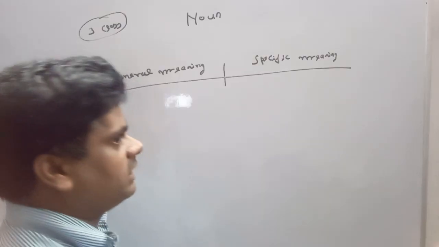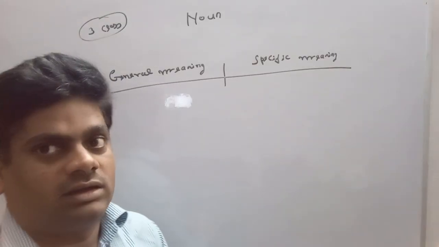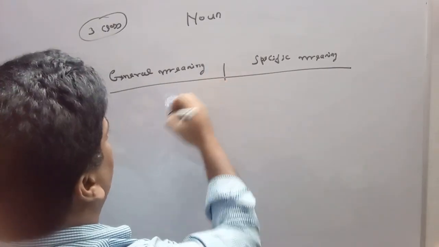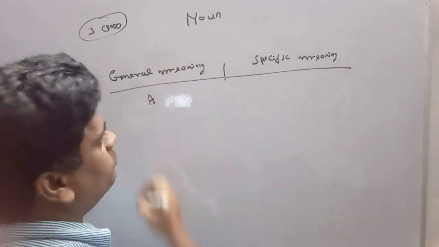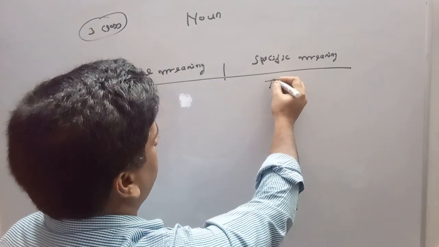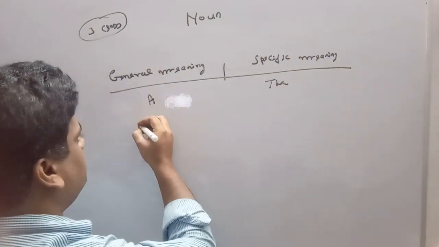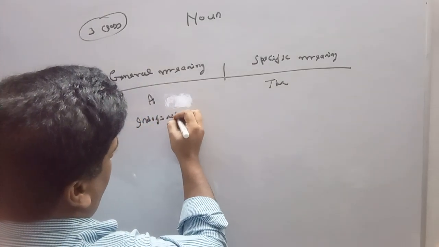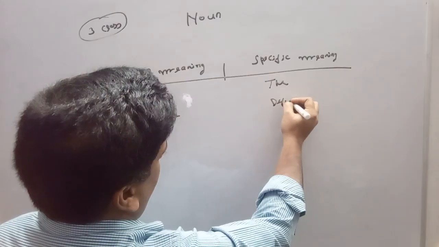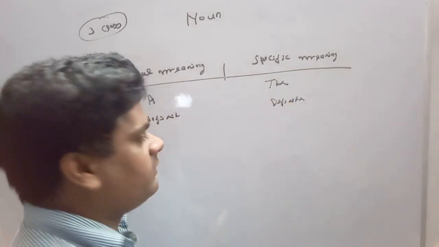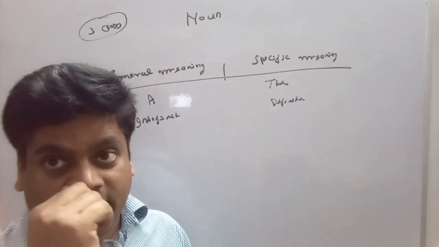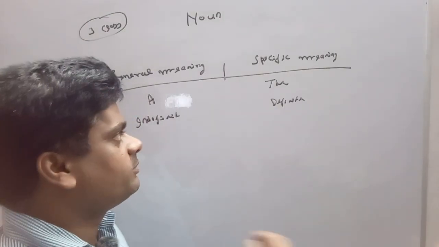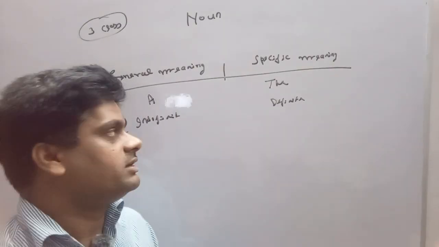Now, we are going to discuss the use of article a and use of article the. In case of general meaning, we can use article a, specific meaning the. A is indefinite, but the is definite. If a noun is supposed to express its indefinite meaning, we can use article a before the noun, but if it is expressing a definite meaning, we can put article the before the noun.